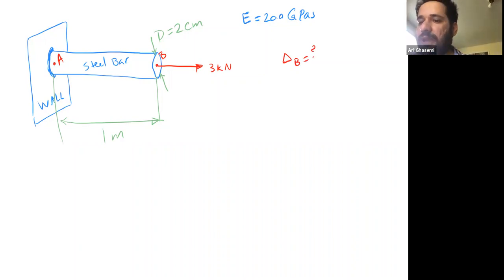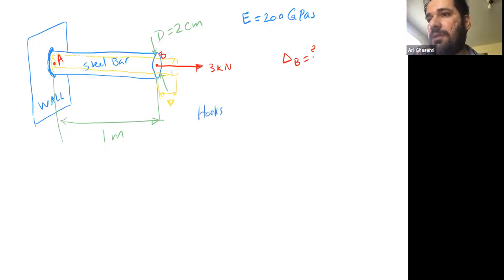right? So you know that from your intuition, if you apply this load, this guy is like a chewing gum, it is going to elongate to the right, like that, and then you have some sort of displacement, right? So how can you compute the displacement? Well, the answer is Hooke's law.